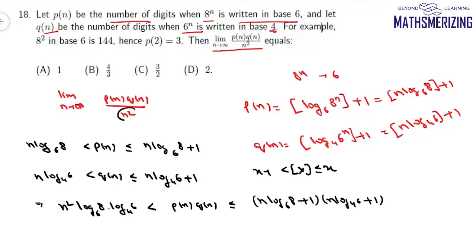So now I need to find this limit. So I need to divide it by n square. So I will also divide it by n square, and I will take this limit as n tends to infinity.